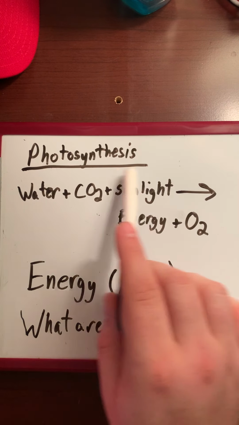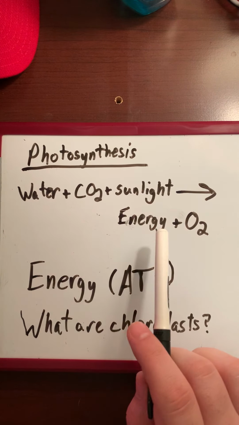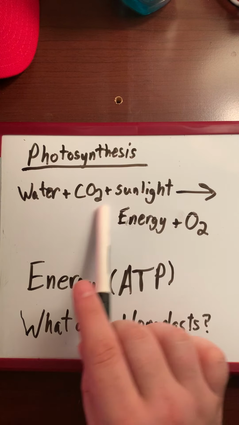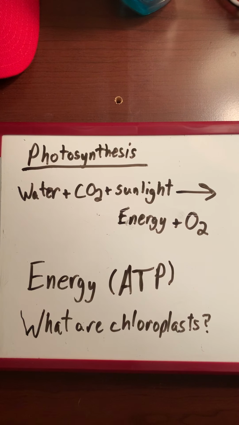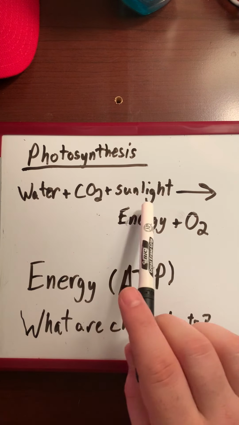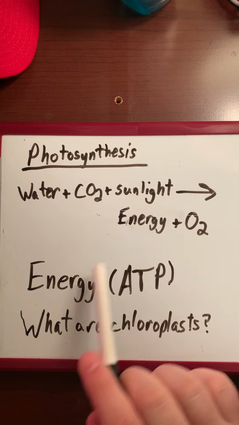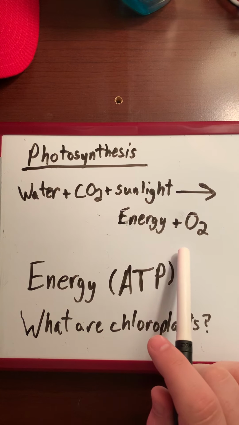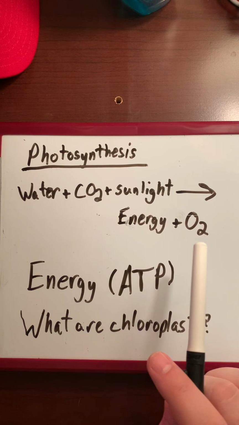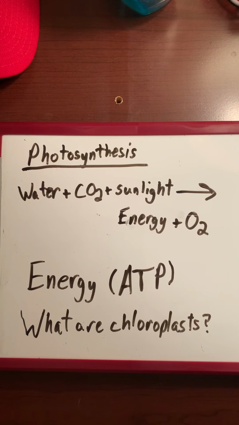So, these are not the products. These are the products right here. So water, carbon dioxide, sunlight add up to the products of energy and oxygen. O2 is actually the chemical formula for oxygen. So that's pretty simple. That's the equation.